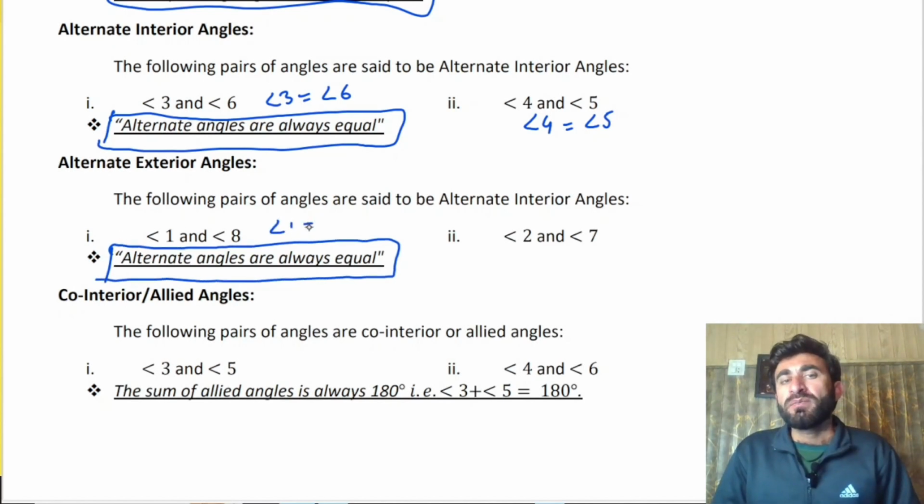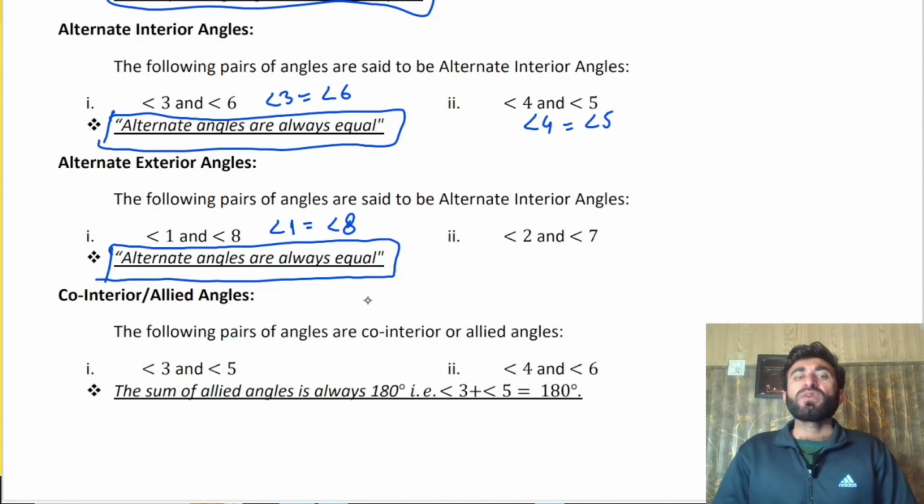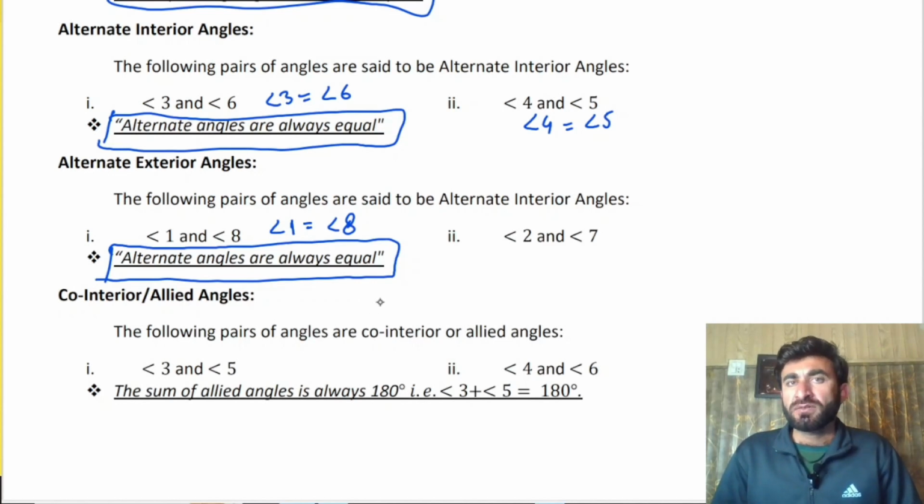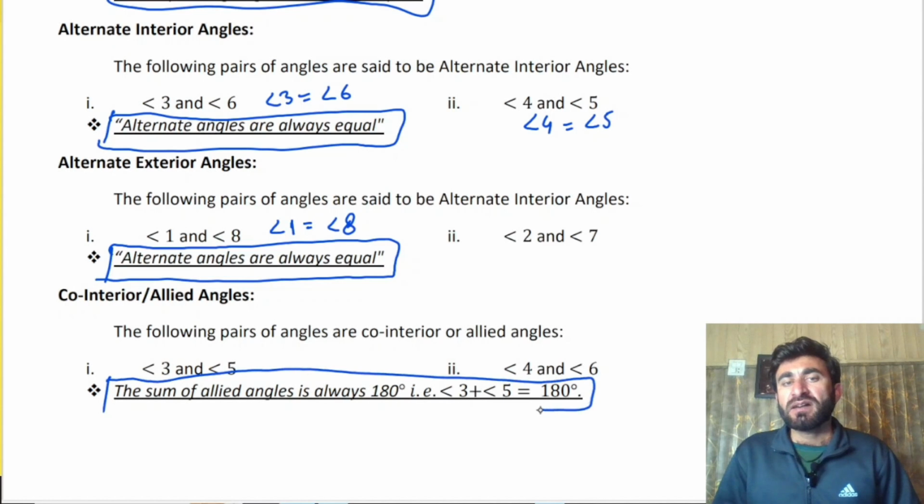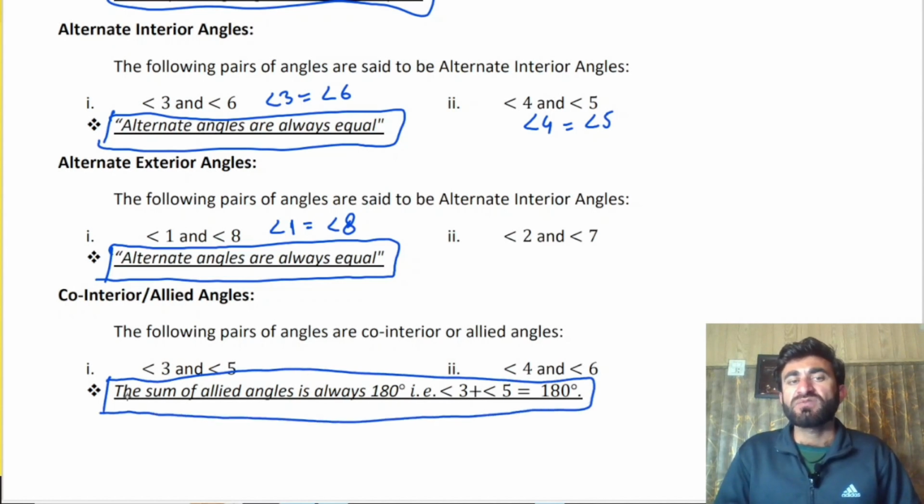So angle 1 will be equal to angle number 8, and similarly to the other pair. What about the co-interior angles? This is important. The co-interior angles sum up to 180. They add up to 180. So I have written it. The sum of allied angles or co-interior angles is always 180.